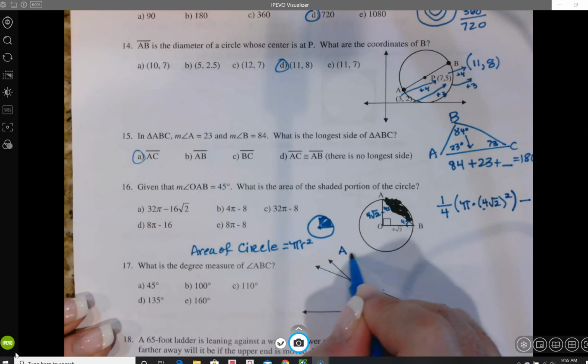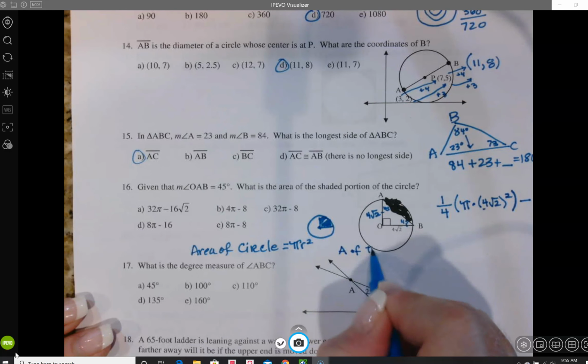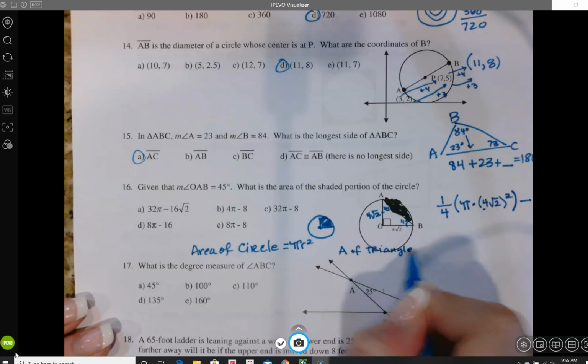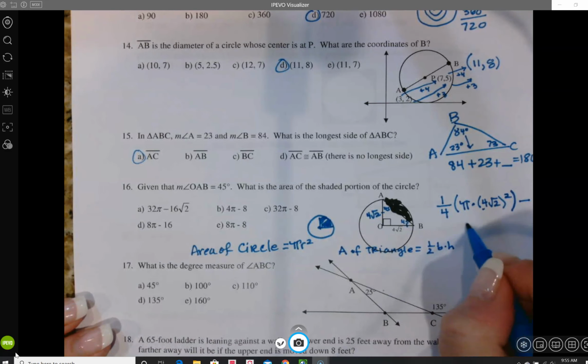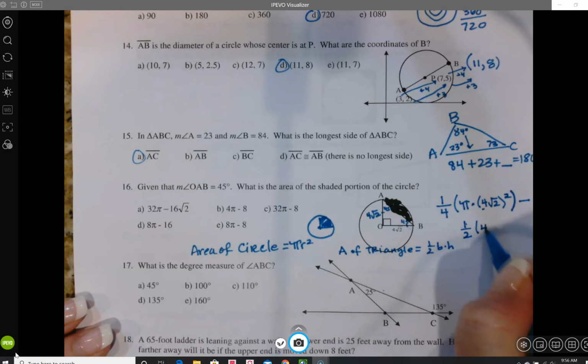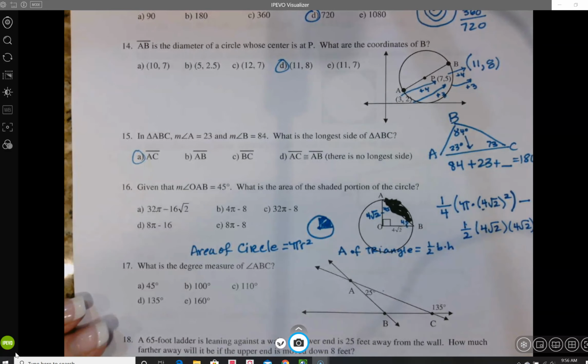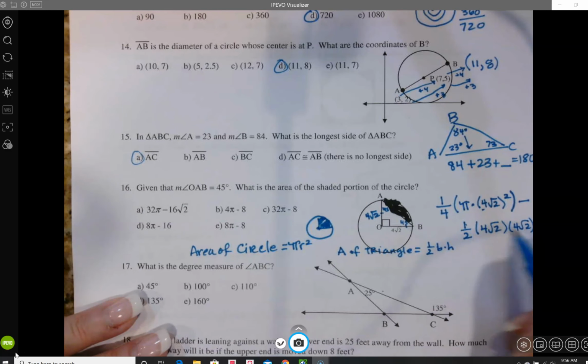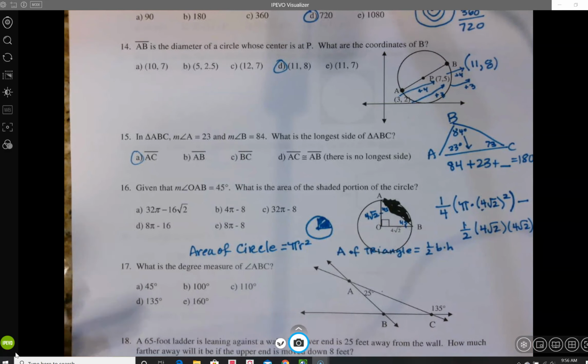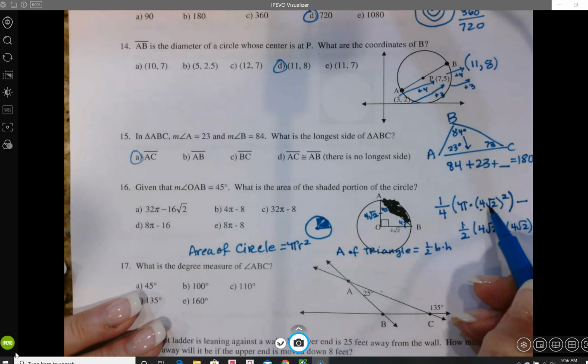And so the area of a triangle, we have a formula for that too, is 1/2 base times height. So 1/2, the base is 4 radical 2, and the height is 4 radical 2. So we're going to use our calculators to figure out what all this is. So 4 radical 2 squared and 4 radical 2 times 4 radical 2, those are the same things. And when you multiply that out using a calculator, you get 32.